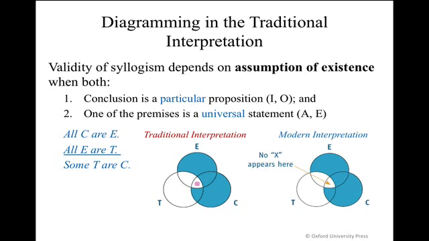On the other hand, when we look at the traditional interpretation, we see the following. We see that when we diagram the first claim, all C are E, we assume there is a member of the subject class, which in this case is C. When we diagram the claim all E are T, we also assume a member of the subject class in E.